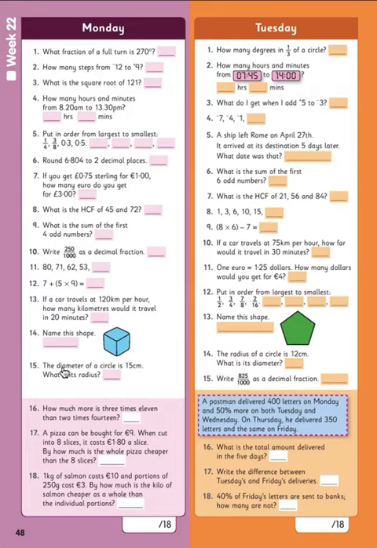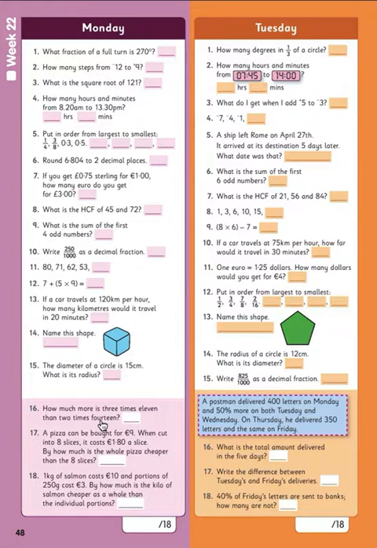Name that shape. Diameter of a circle is 15 centimetres. What is the radius? So you have to decide, is the diameter the measurement from one point on the circumference straight across to the other point in a circle, or is it the measurement from the centre of the circle out to the circumference?